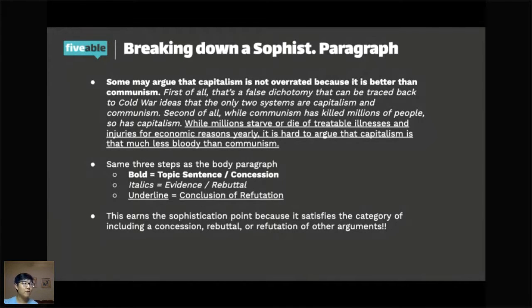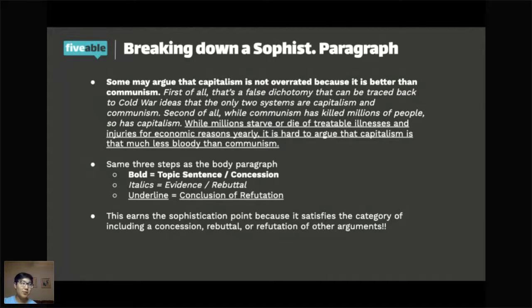First of all, that's a false dichotomy that can be traced back to Cold War ideas that the only two systems are capitalism and communism. Second of all, while communism has killed millions of people, so has capitalism. So this is actually not only evidence, it's actually a rebuttal to that concession. And then they conclude it with a refutation. So while millions starve or die of treatable illnesses and injuries for economic reasons, it's hard to argue that capitalism is that much less bloody than communism. So do you see how they concluded it and linked it back to the topic sentence?